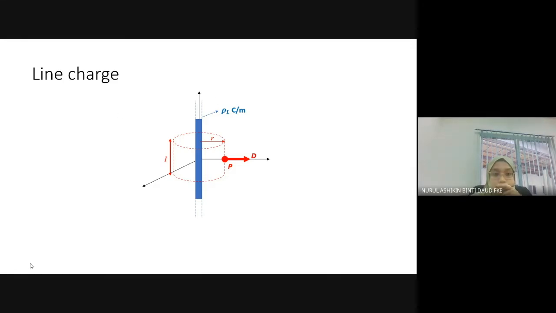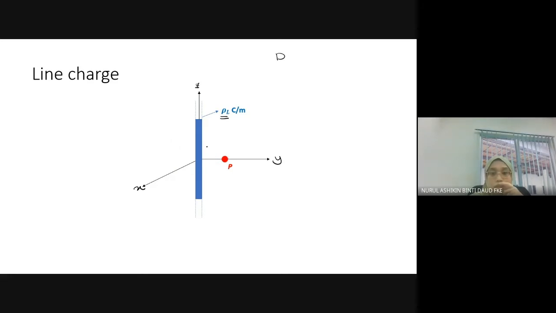Okay, now let's look at the line charge. Let's say there is a line charge here, on the x, y, and z axes, placed along the z axis, where the value of the line charge is rho l, in coulombs per meter. Then you need to find the electric field density at this point P.